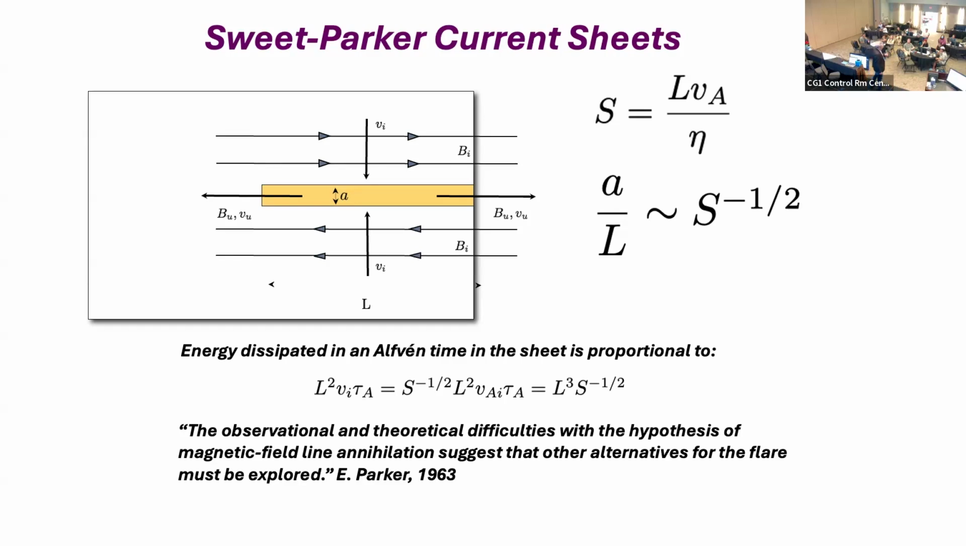However, Parker realized that this thing was really slow. There's no way with a Lundquist number of 10 to the 13 that you're going to dissipate any reasonable amount of energy in any reasonable amount of time, especially if you want to do something like a flare. And so this is the conclusion. The Sweet-Parker current sheet, you should remember, is really the negation of steady state reconnection, not the positive application. The observation and theoretical difficulty with the hypothesis of magnetic field annihilation suggests that other alternatives for the flare must be explored. That's what Parker concludes.